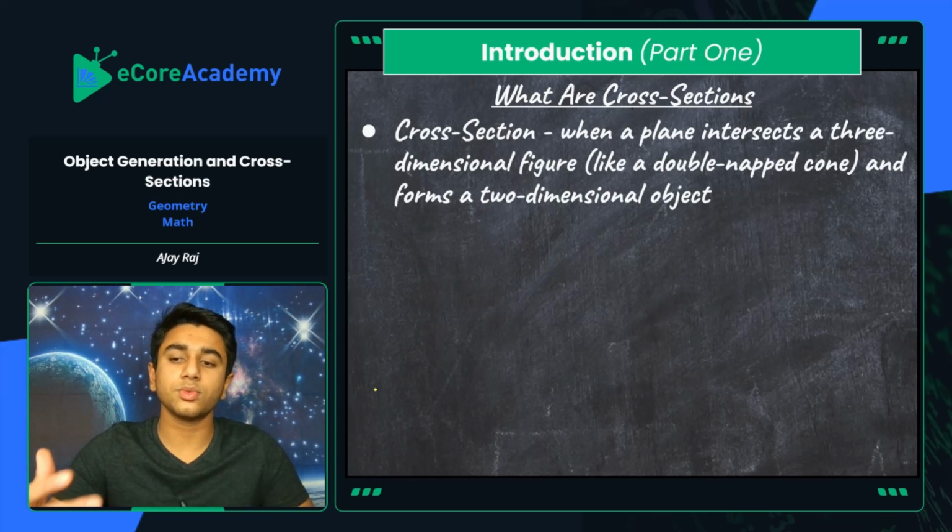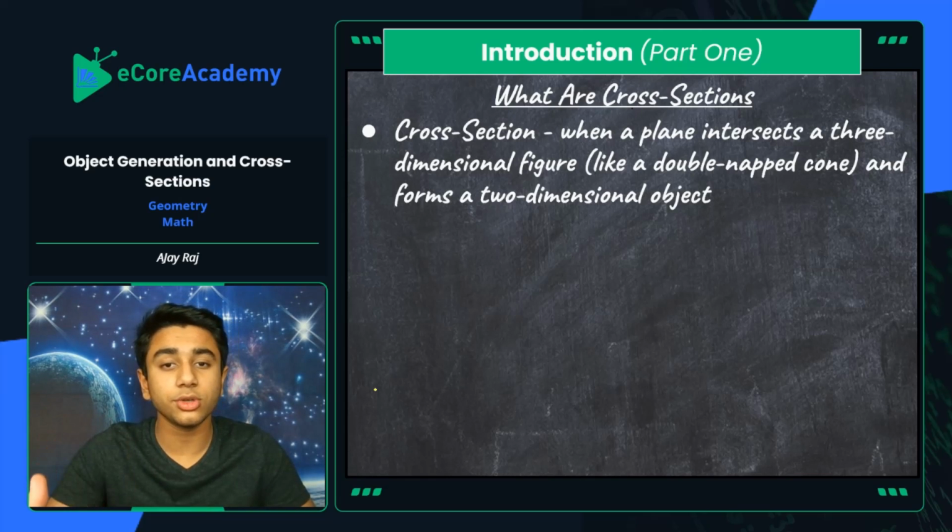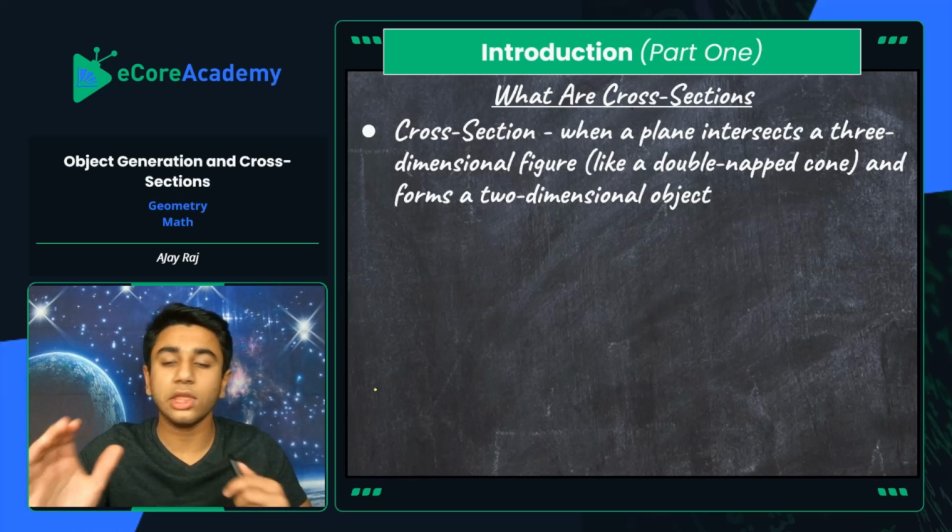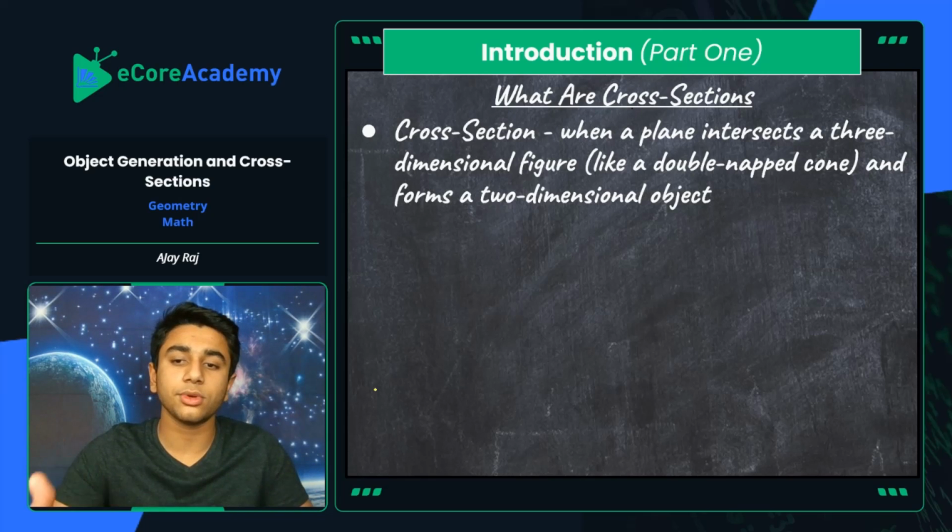So a cross section is when a plane intersects a three-dimensional figure, such as a double-napped cone, and it forms two-dimensional objects. So if we take a look at our plane here, we're going to have a plane which is a two-dimensional outlook on any 3D outlook. You can think of it as some sort of parallelogram. In this case, we're going to look at it in a rectangular parallelogram form, but it's just that entire two-dimensional plane on a three-dimensional overall outlook.